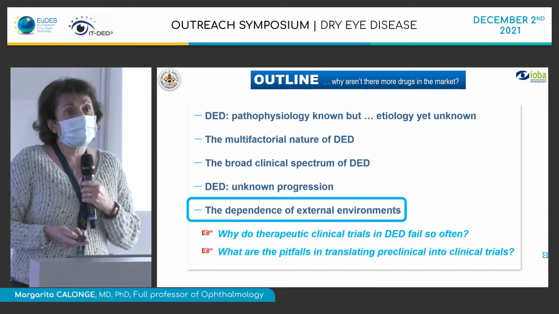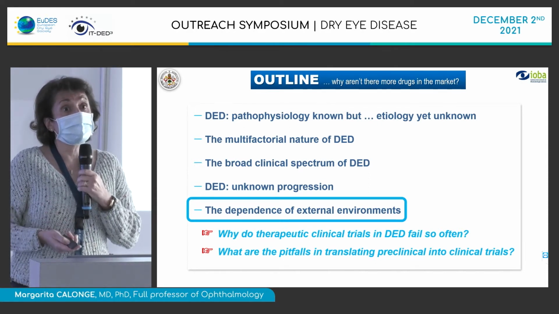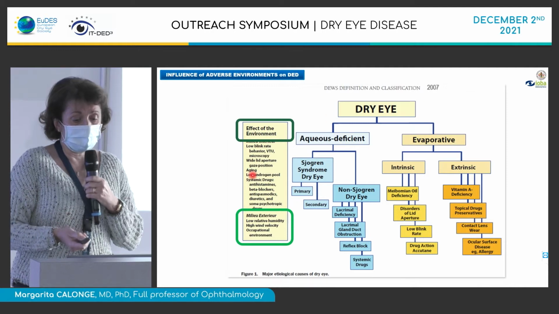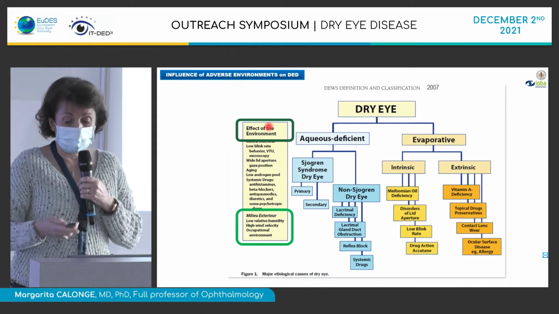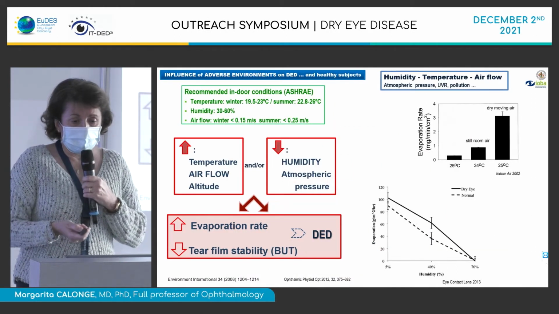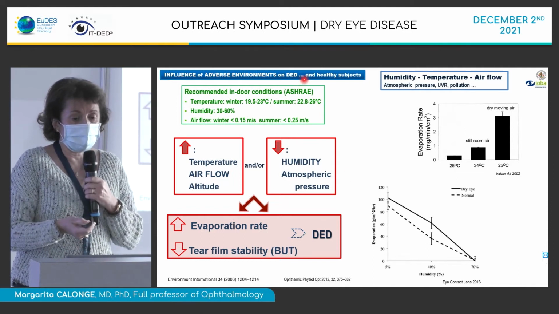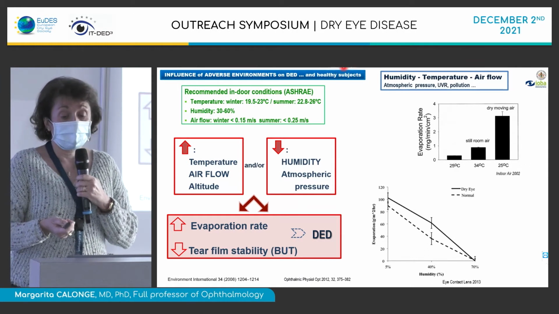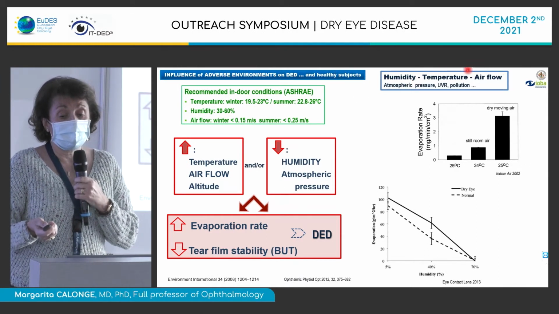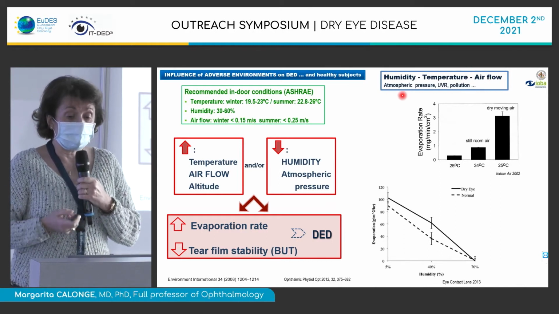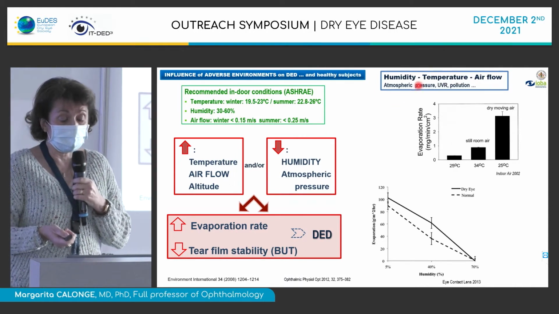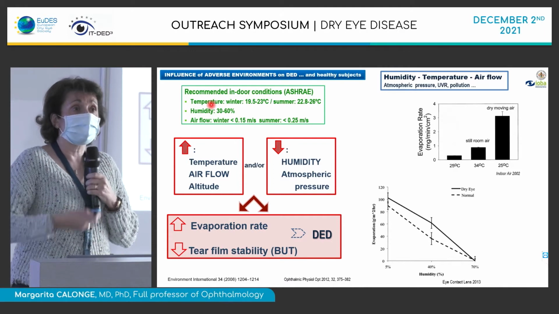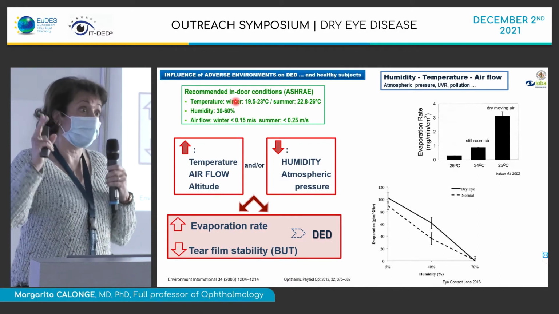What about the dependence on external environments, which is something very particular, very unique about this ocular surface disease? It is already in the early definition and classification of dry eye in 2007 that the external environment affects dry eye. Let me walk you through this slide. It shows that dry eye patients and also healthy subjects have a variation in their ocular surface parameters depending upon the humidity, temperature and airflow, these 3 conditions mainly, but also atmospheric pressure, ultraviolet radiation, and pollution. These are actually the conditions recommended by the American Association of Engineers, and this is taken as the protocol that any building has to have a healthy environment.